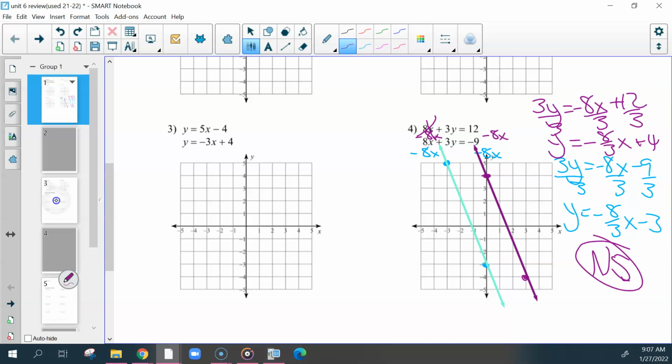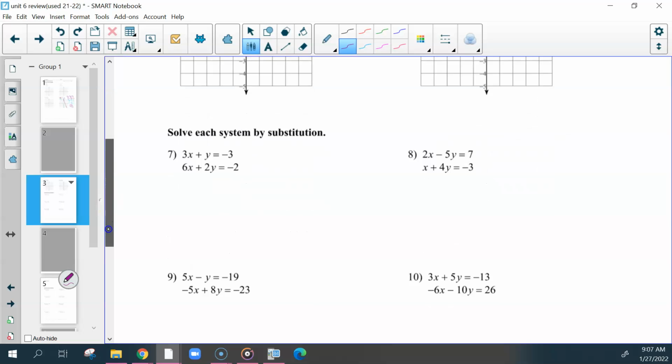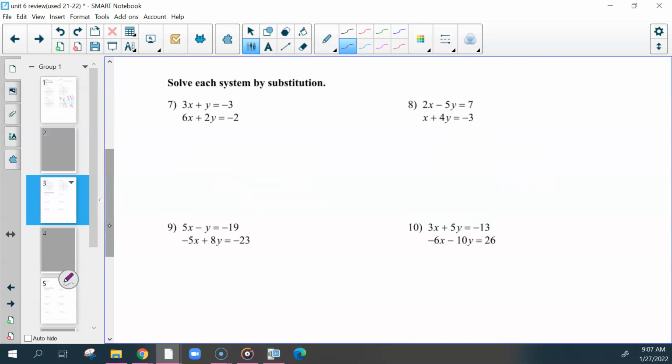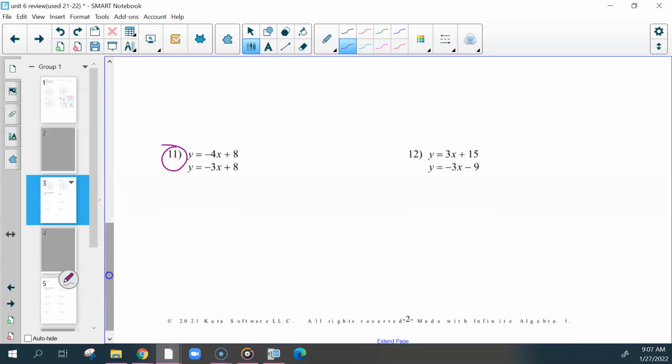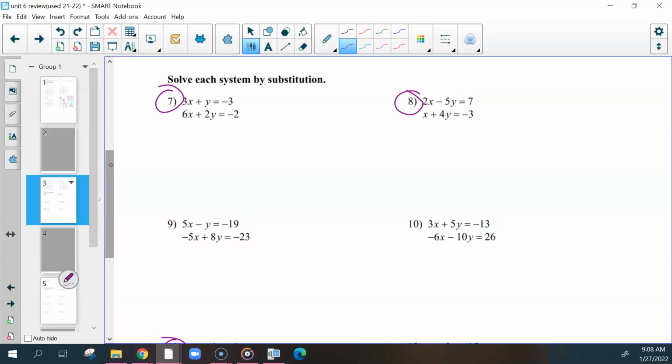We are going to do substitution now. We're going to do a few of these: 7, 8, and 11. For substitution, remember that you need to have an x or a y equation. Do we have that in number 7? No. That means we need to solve one of these equations to get that.